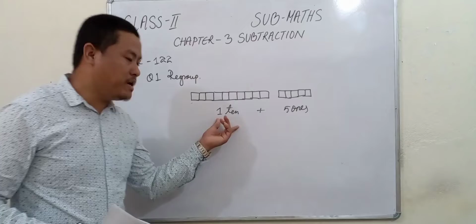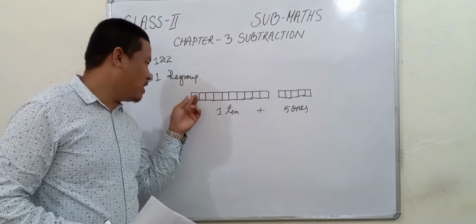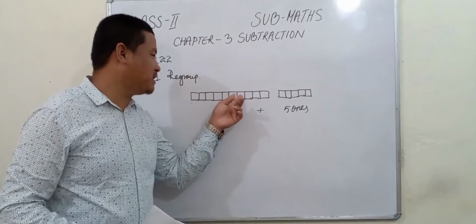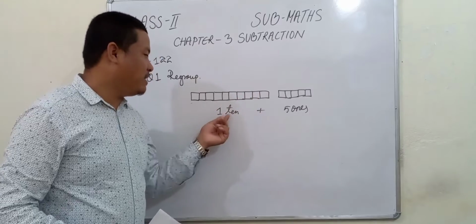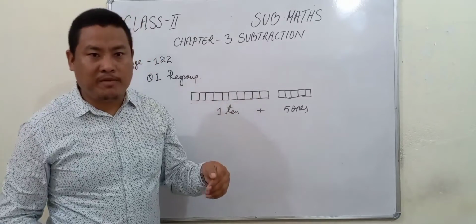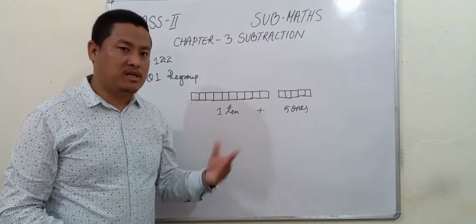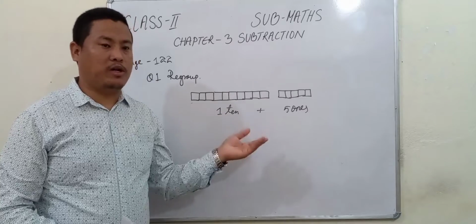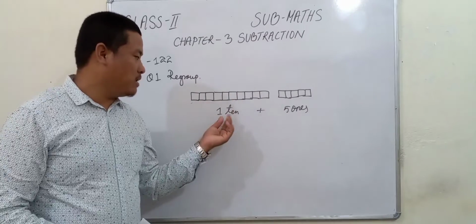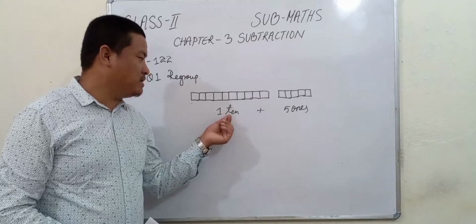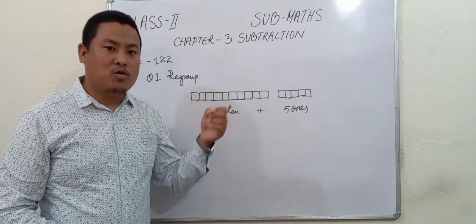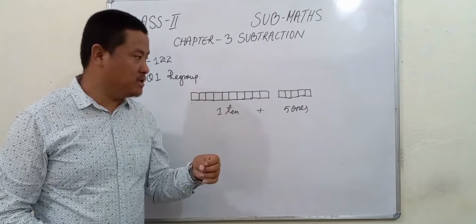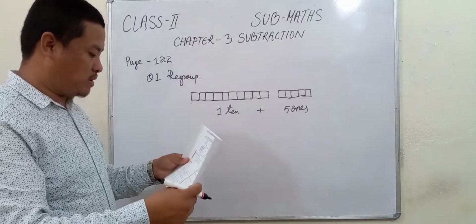Look, 1 ten means 10. 1, 2, 3, 4, 5, 6, 7, 8, 9, 10. 1 ten means 10. 2 tens means 20. 3 tens means 30. 4 tens means 40. Ones are ones, no problem. Okay. 1 ten means 10, 2 tens means 20, 3 tens means 30. We have to regroup this one.